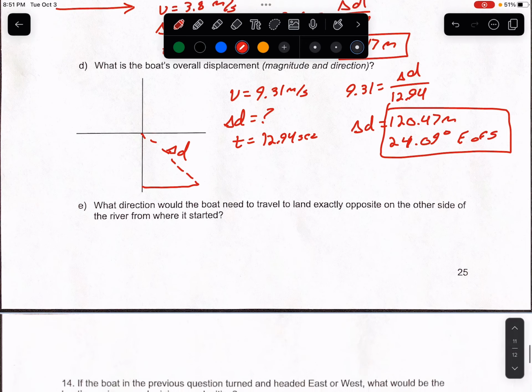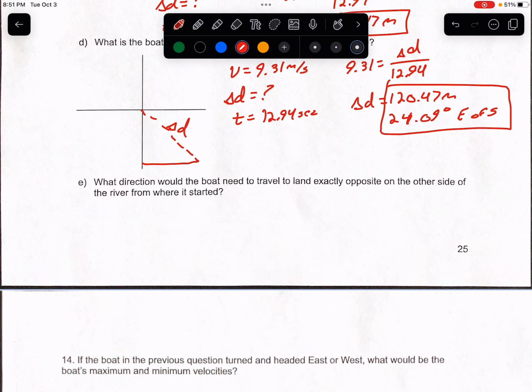Okay, part E. What direction would the boat need to travel to land exactly opposite the river on the other side? Okay, so what happens is now my boat, I want my boat to do this. I want it to go directly across, but I have to angle my boat upstream to be able to do that. So now my velocity of the boat is still the same. Okay, so it's still going to be 8.5 meters per second. Okay, the river is still staying the same. That's going to be 3.8. I just need to figure out what this angle is.